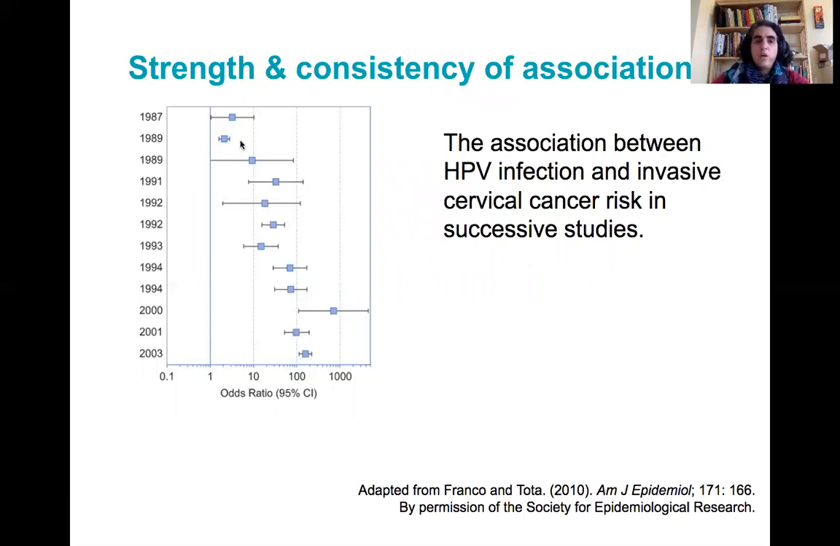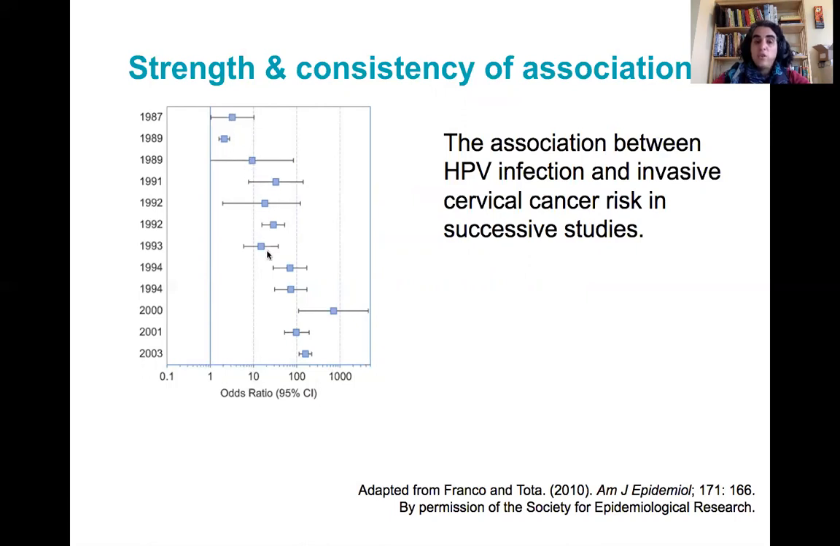So you can see over a whole bunch of different studies, they were very consistent. The odds ratio is bigger than 1. And notice, by the way, this is a log scale, so it goes up way quickly. The odds ratio is bigger than 1 consistently, and not only is it bigger than 1, it's quite large.